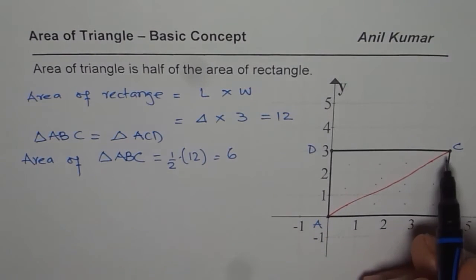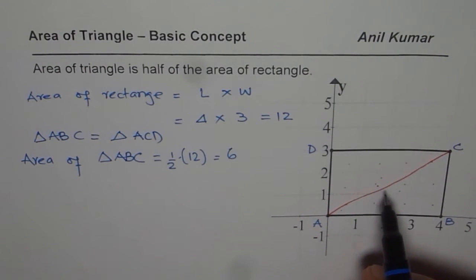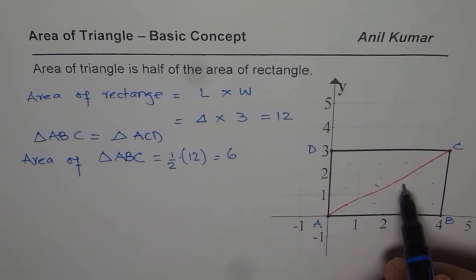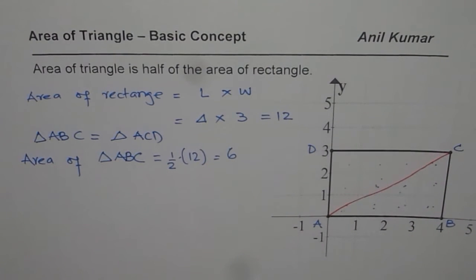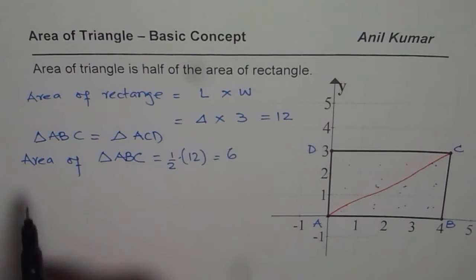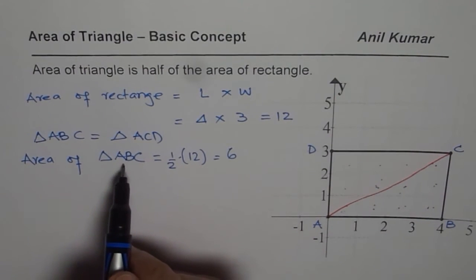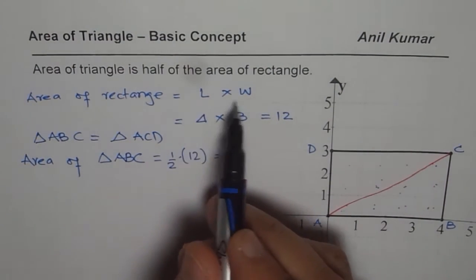Well, some of us could have just counted the squares, right? So we'll say half and half will be 1, and then this is another 1, so 2, and then say 3, 4, 5, 6. Perfect. So we get 6 squares in it. So 6 sounds good. So what we realize from all this, that the area of triangle is always half of rectangle. So we can get a formula, right?